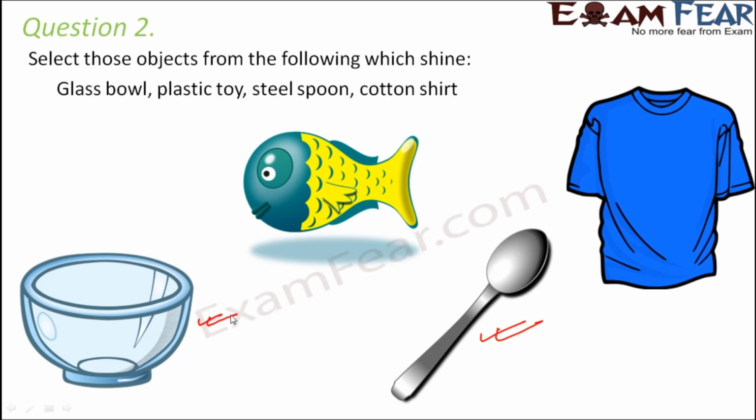If you think of the glass ball, there also the surface is shiny. It is like a smooth surface. But when you talk about a cotton shirt, it doesn't have any shine as such, because cotton on its own doesn't have any shine. You think of a plastic toy again, it doesn't have any shine of its own.